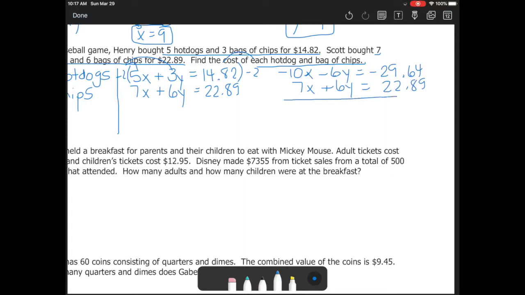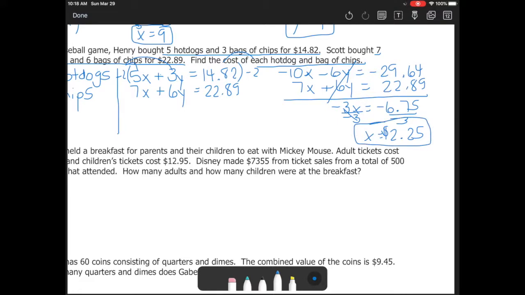All right, now here's my zero pair, and I can solve the rest of the problem. -10x plus 7x is -3x. -29.64 plus 22.89 is -6.75. If I divide by -3, that gives me x equals 2.25. And remember, we're talking about cost, so this is dollars, and this is a hot dog.